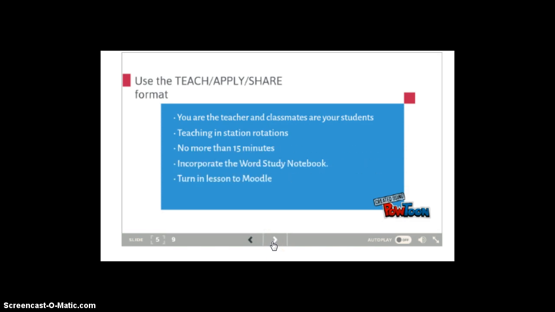You're not creating the formal MVNU lesson plan. You are using a slightly different format. It's called the Teach, Apply, Share format. So you are the teacher, the classmates are your students. We're not going to be rotating in stations since our class is so small. We're all going to just listen to each other one time. And I want you to find a way to incorporate the word study notebook into your assessment.